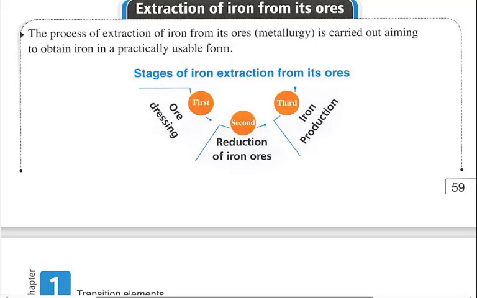Hello my dear students. Now in this session we'll speak about the extraction of iron from its ores. The extraction of iron from its ores will take three steps.